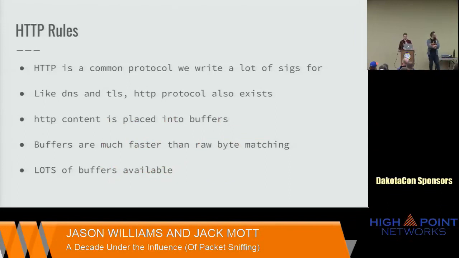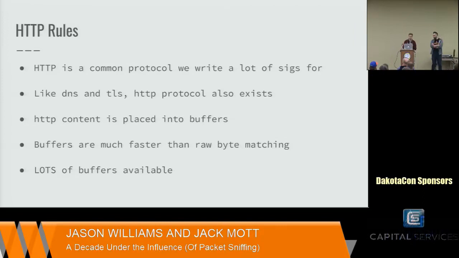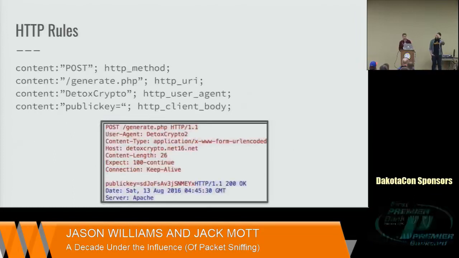For HTTP specifically, which we write a ton of rules for, we have a lot of different what are called buffers. Essentially, when you look at that HTTP traffic, every single part of it is ripped out and put into a little bucket. So the HTTP method is just that: POST, GET, HEAD, whatever. They're put in these little buckets, and we can match in that little bucket instead of trying to match in the entire packet. So it makes it really, really efficient. It makes our rules super efficient, which helps the sensor out. The more efficient our rules are, the fewer problems we're going to have with our sensor as we inspect more and more traffic.